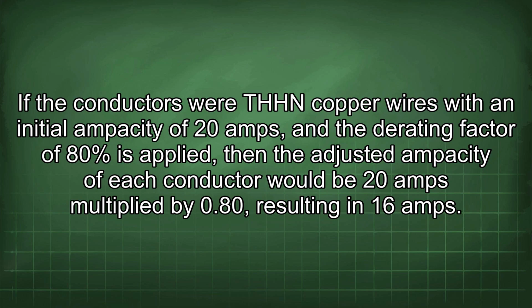If the conductors were THHN copper wires with an initial ampacity of 20 amps and a derating factor of 80% is applied, then the adjusted ampacity of each conductor would be 20 amps multiplied by 0.80, resulting in 16 amps.